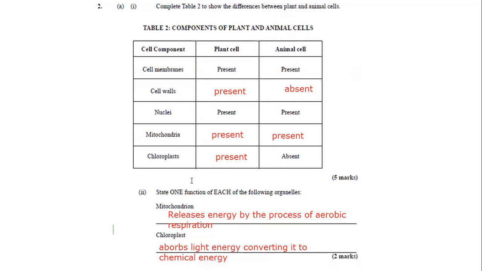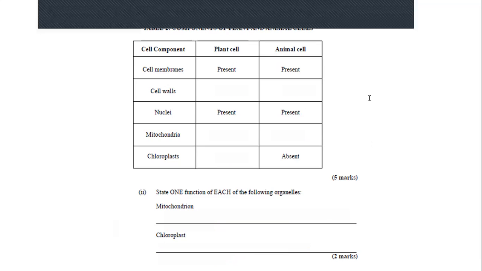Mitochondrion: it releases energy by the process of aerobic respiration. So you know that it's the powerhouse of the cell. How did it become the powerhouse? It releases energy. That's its main function. And the chloroplast is the organelle in plant cells that absorbs light energy and converts it into chemical energy. All right, good. Let me clear all my drawings and we move forward.